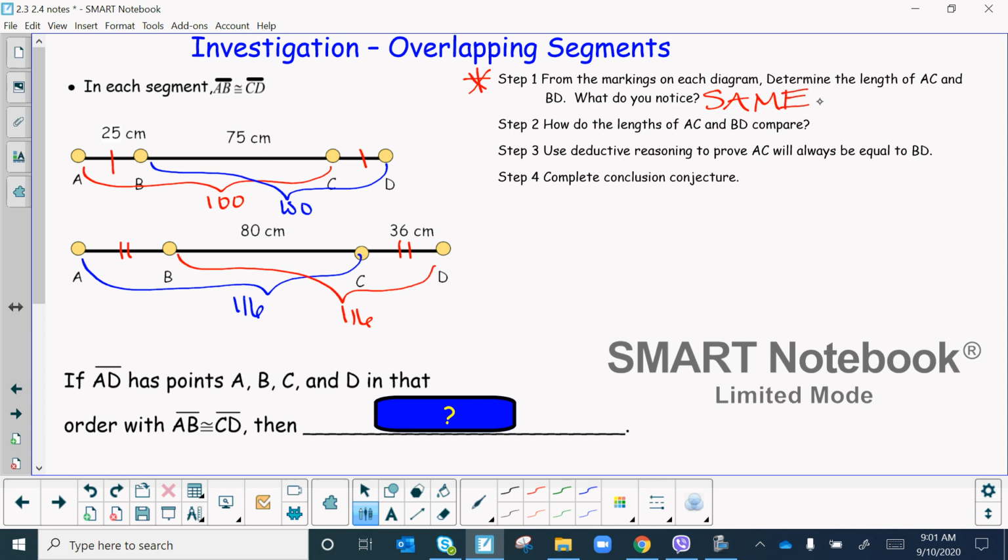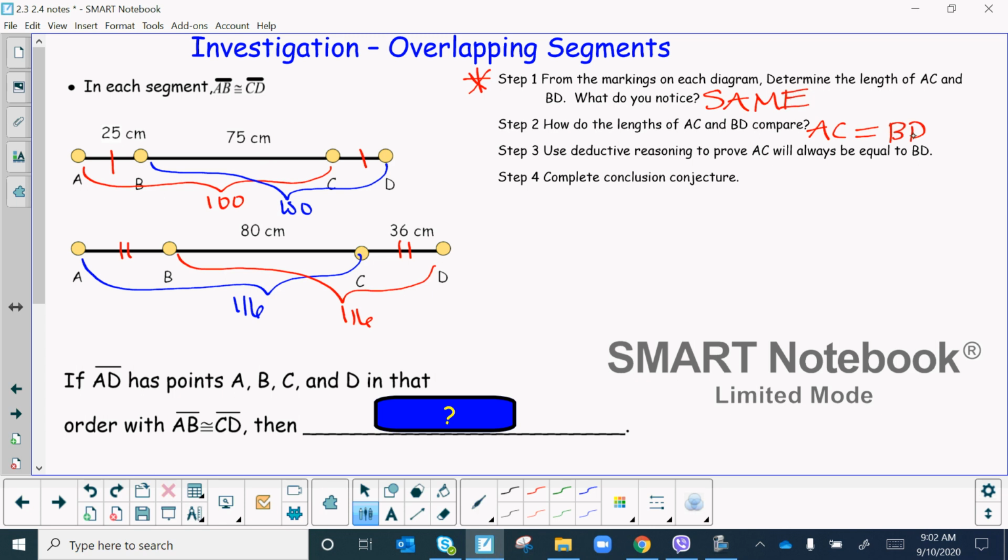All right, what do you notice? They're the same, they're equal. I just wrote it down. How do the lengths of AC and BD compare? I just answered that. They're the same. AC is equal to BD. So I'm going to write that down here. AC is equal to BD, or you can write congruency, same thing. So it says use deductive reasoning to prove AC will always be equal to BD.